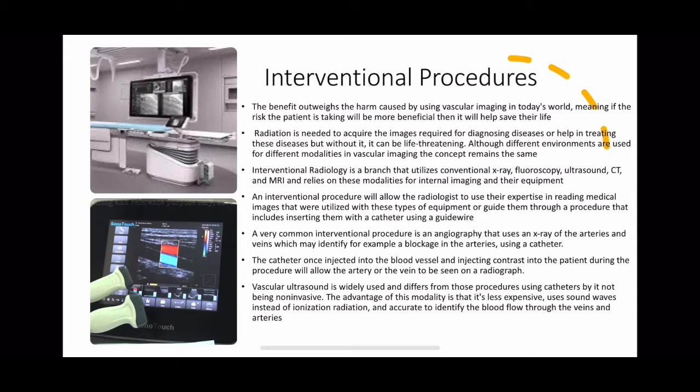A very common interventional procedure is an angiography, which uses an X-ray of the arteries and veins and may identify, for example, a blockage in the arteries, using a catheter. The catheter, once inserted into the blood vessel, and with contrast injected into the patient during the procedure, will allow the artery or the vein to be seen on a radiograph.